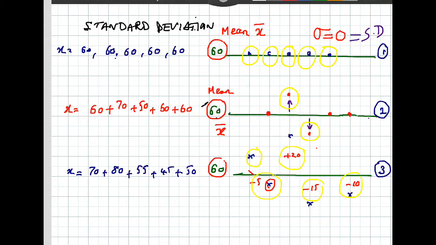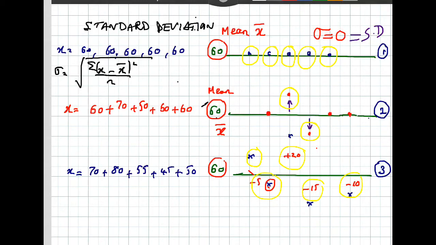So what we do is square the difference and divide it by the number of points, as you will see now. The formula will look something like this, where this is the observation or the mark, and that is the mean. So in the first case, the mean is equal to 60, and each point is equal to 60. That's going to give us a standard deviation of 0. And it's obvious there is no deviation from the mean.